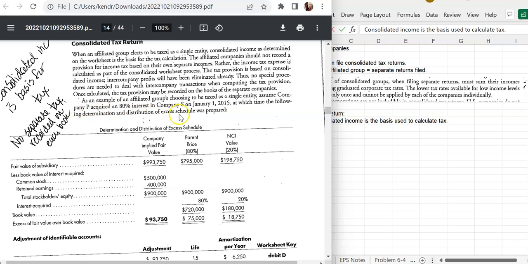Company P acquired an 80% interest in Company S on January 1st.